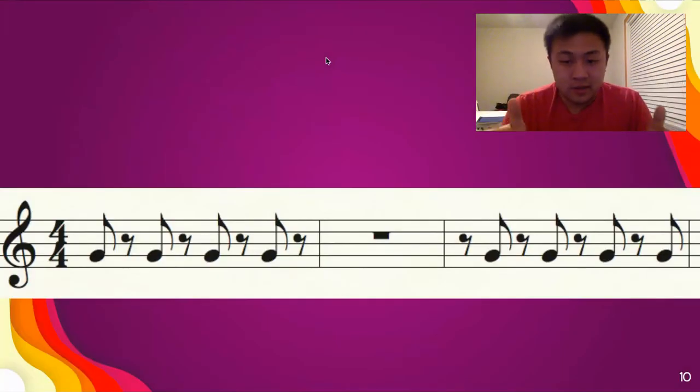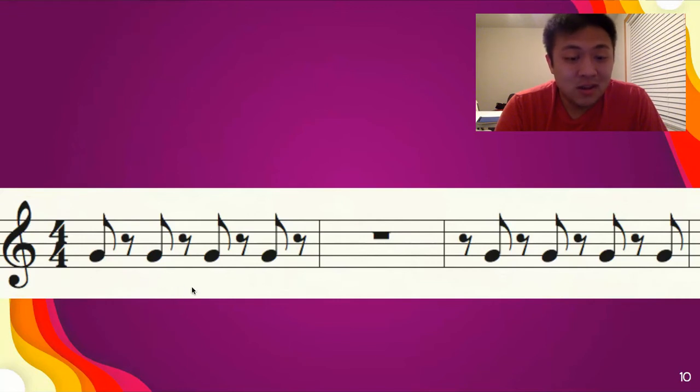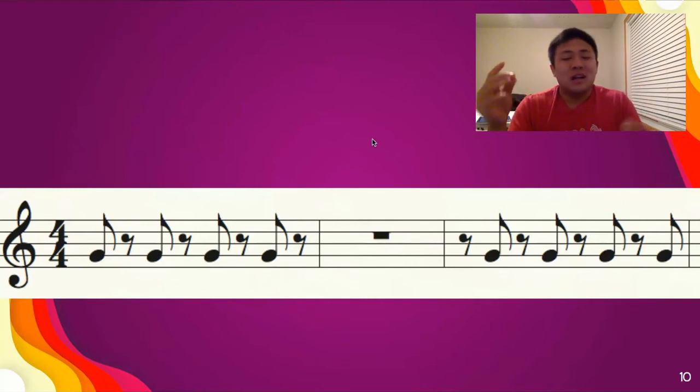Okay, so you're looking at this and you're like, whoa, what the heck? There's a lot of different rests in here. This first measure is a lot easier than you think. If you think about it, this is beat 1. This is the and of 1. This is beat 2. It's the and of 2. This is beat 3. This is the and of 3. It's beat 4. This is the and of 4. You're just clapping on the numbers. Let's just clap that rhythm together.